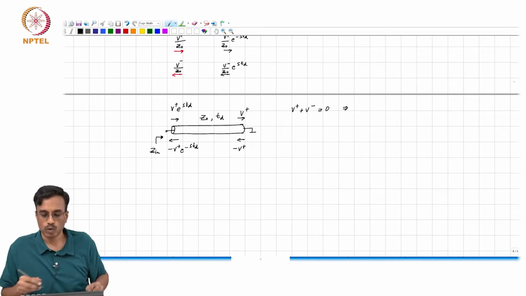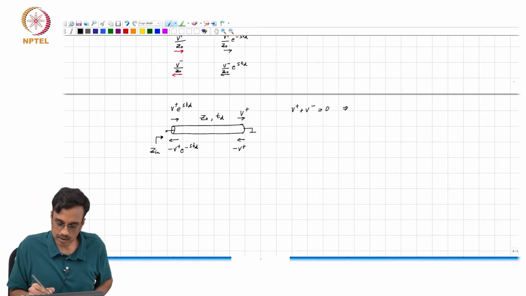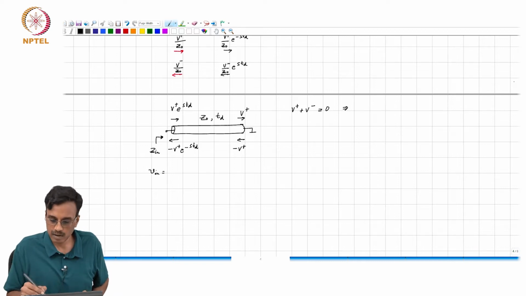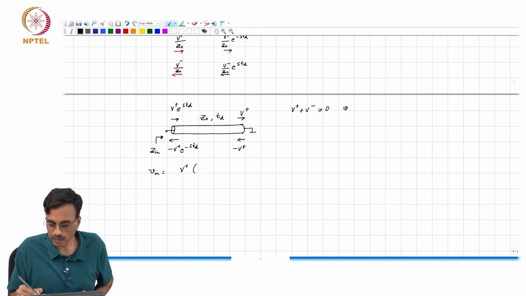Correct? So what is the total voltage at the left end? What is the total voltage at the left end? It's V plus times e to the s times Td minus e to the minus s times Td.